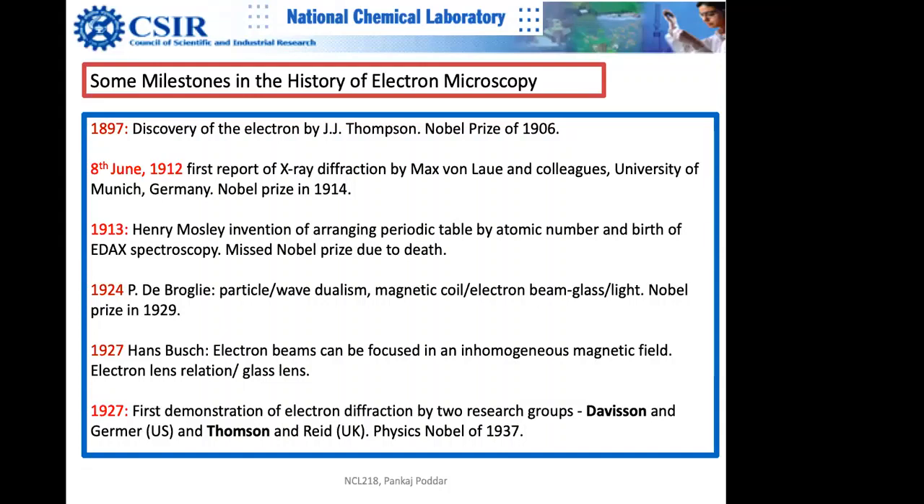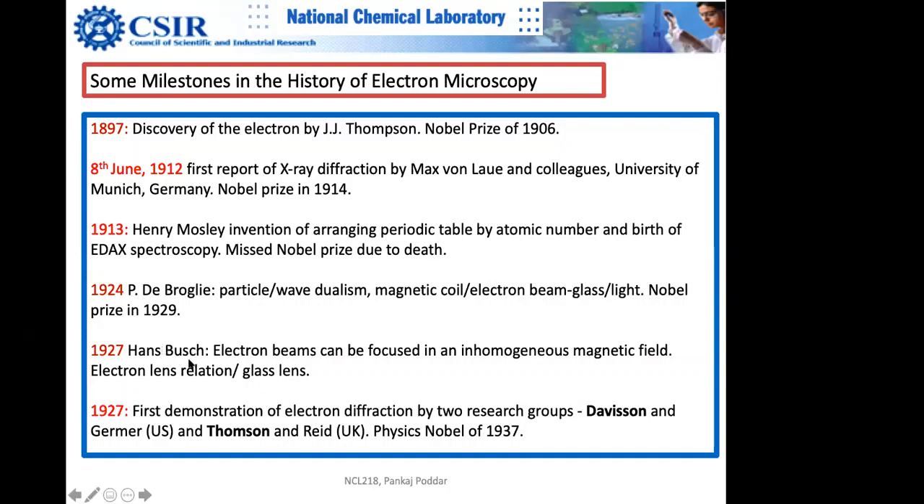And at that time, nobody got the Nobel Prize, it was not given actually, because it was such bad news for science. So the entire physics community was stunned, because he was a very bright physicist at that time. And in 1924, de Broglie, as you know, gave his theory, which was a boon to electron microscopy.